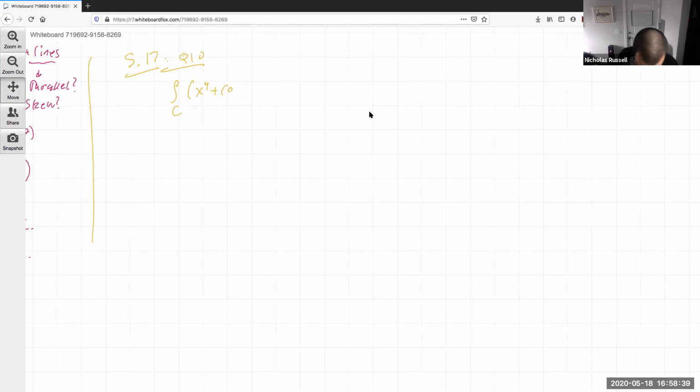Cosine, e to the cosine of x, dx plus xy dy here. And I have my curve is a positively oriented curve, which starts at (0, 0), goes to (1, 1) on the line y equals x squared, and then goes back to (0, 0) on the line x equals y squared.